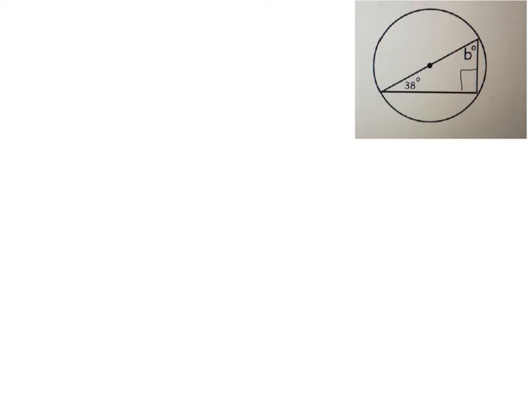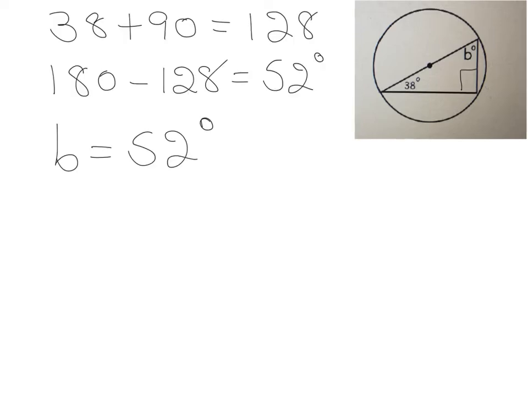That's 90 degrees. Angles in a triangle add up to 180. So we're going to add 38 plus 90, and we're taking the answer away from 180 degrees. So 38 plus 90, 128 degrees. 180, take away 128, 52 degrees. So B, the angle we want to find, is 52 degrees.